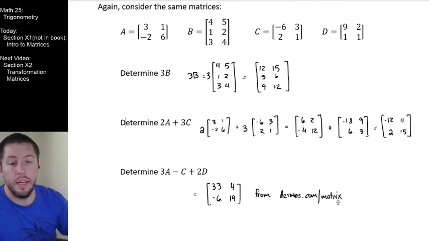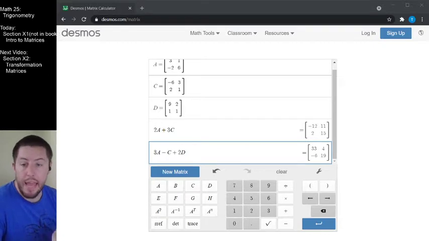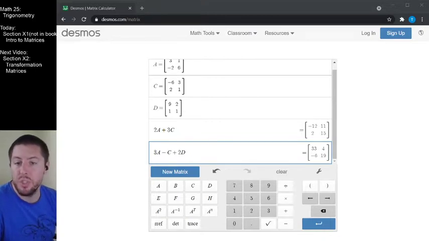So again, to use the matrix calculator in Desmos, you need to first define your matrices by saying A equals, B equals, C equals, D equals, whatever matrices you've got and whatever names you're giving them. Then you can come down here and do operations with the matrices that you've defined up above. Really, really convenient for us there.